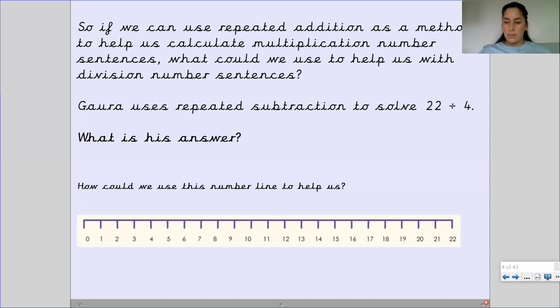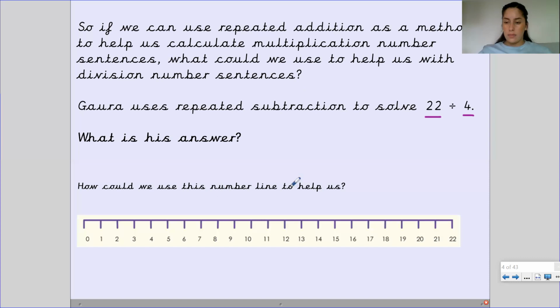Okay, so you could just start writing your subtractions down. What are we going to subtract? So we've got the number 22. We're dividing it by 4. So what we are going to do is subtract the number 4 however many times we can. So we would do 22 minus 4, and the answer minus 4, and the answer to that minus 4, until we can no longer subtract.